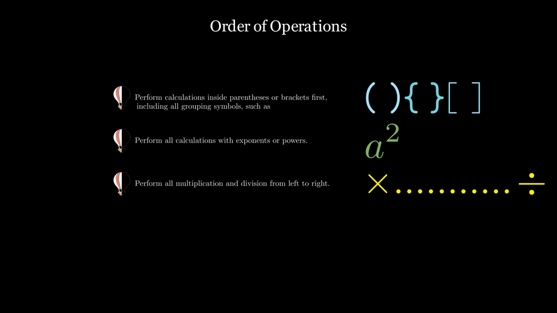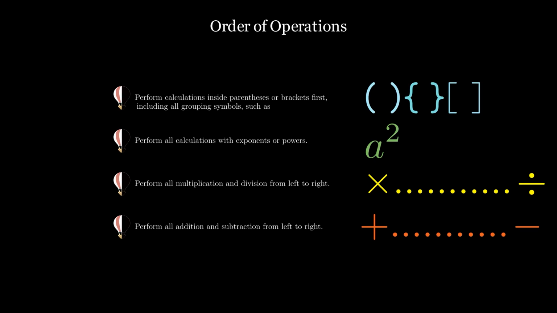And finally, the last step in the order of operations is to perform addition and subtraction from left to right, just like we did the multiplication and division. And that is it. These are the rules of the order of operations: parentheses, exponents, multiplication and division, and finally addition and subtraction. By following these rules, we make sure to solve every expression the right way.